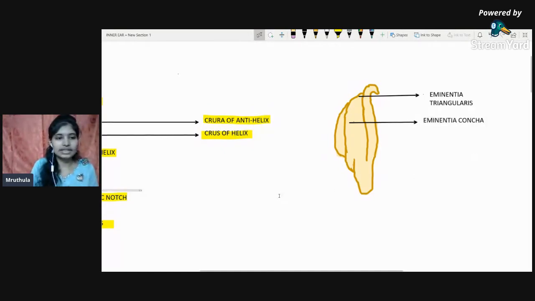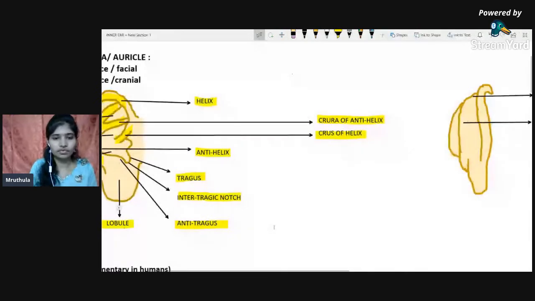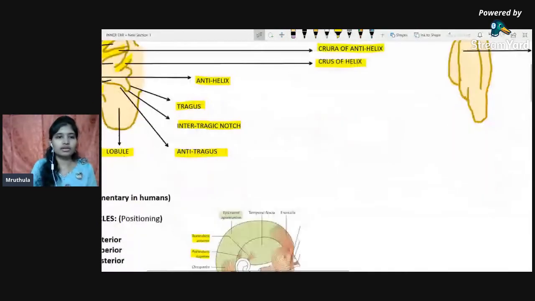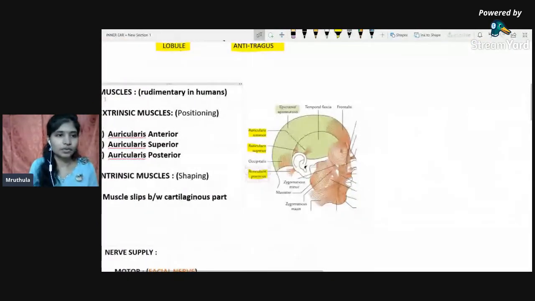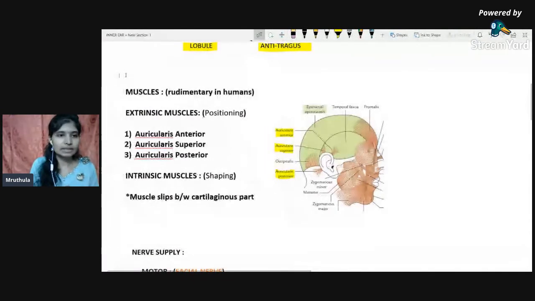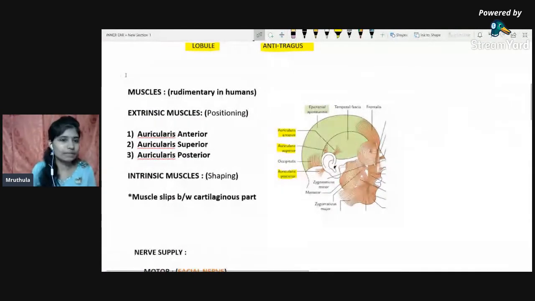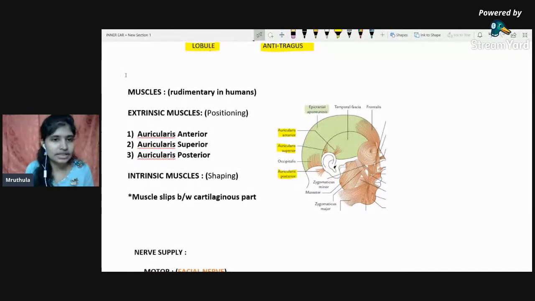So now let us see the other features of the pinna. Let us see about the muscles in the pinna. It is not a very important topic, just know the muscles, because they do not perform any functions. Muscles are important to us to know the functions. Here no muscle is important because they are rudimentary in humans. We would have seen cats and dogs move their ears. And how do they do that? That's because of these muscles in the pinna.